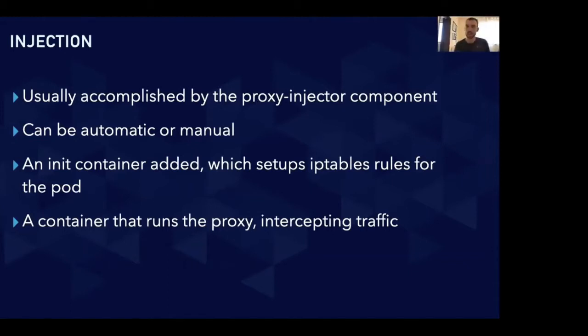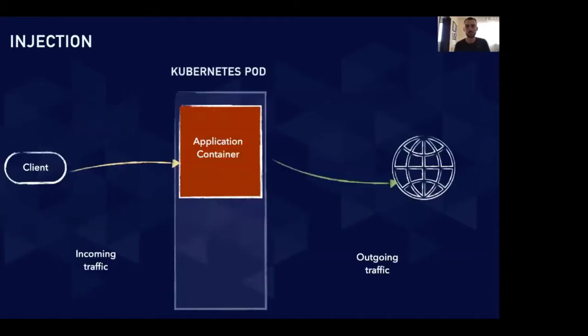So this actually puts two containers in your pods, an init container and the proxy container. This is best represented with the diagram. If you have your usual Kubernetes pod with an application container and some traffic going in and out of the pod, what happens upon injection is that we add an init container. And when that runs, it sets up a bunch of IP tables rules that are responsible for making the proxy intercept all the traffic.